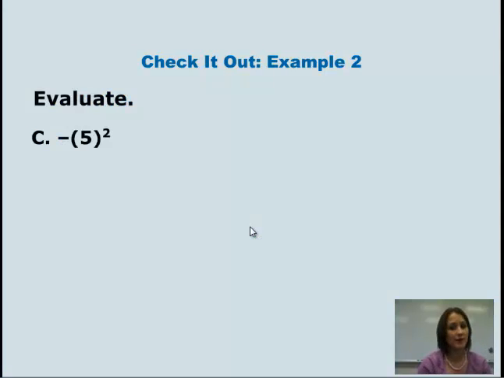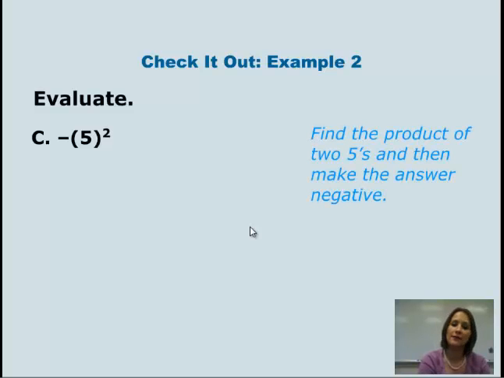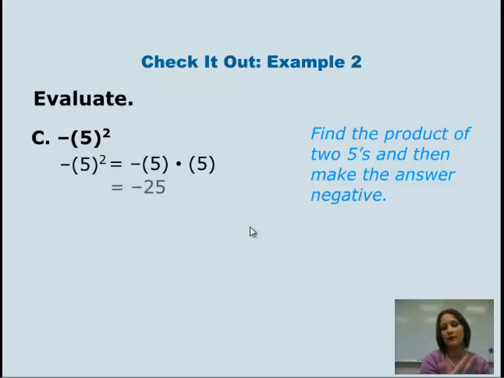Evaluate negative 5 to the 2nd power. This time the negative is outside of the parentheses, so be careful with this one. Find the product of 2 5s, and then the answer is negative. 5 times 5 is 25, and so the answer is negative because that negative was sitting outside of the parentheses.